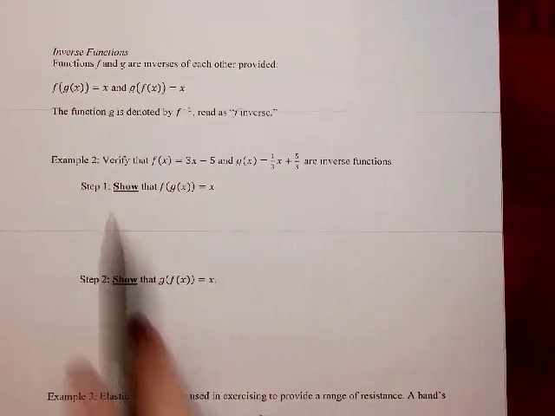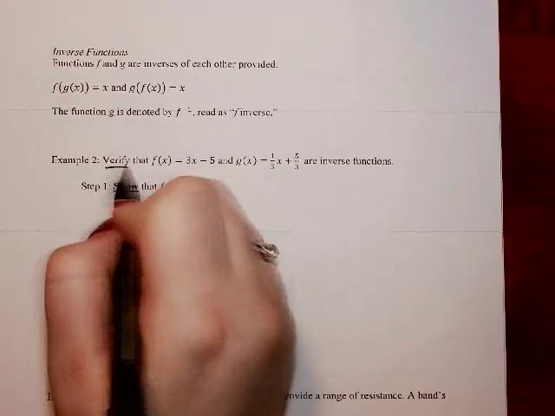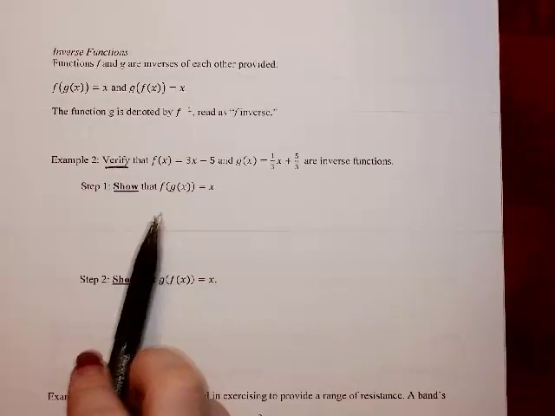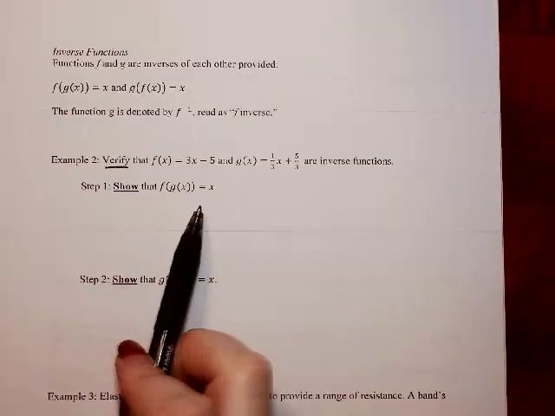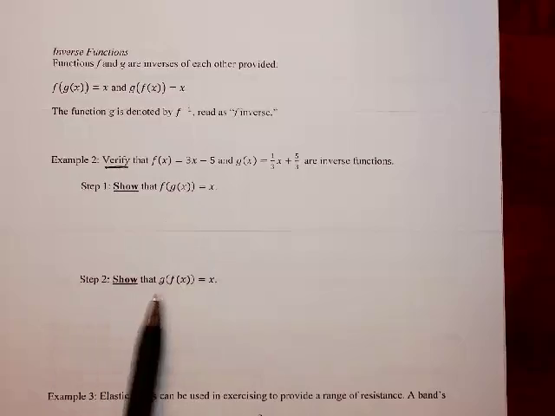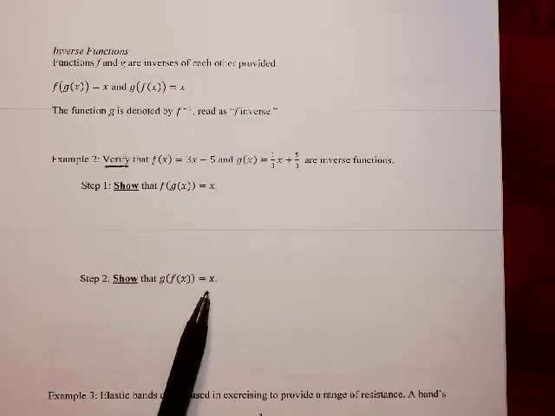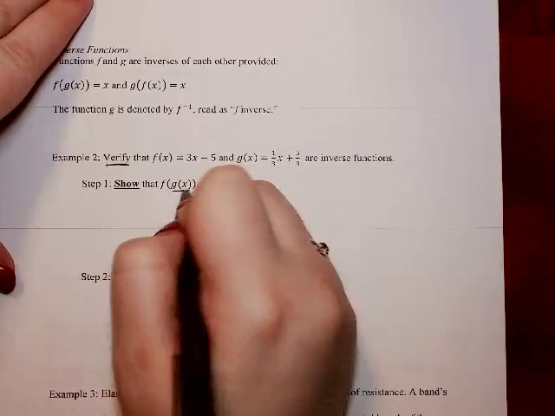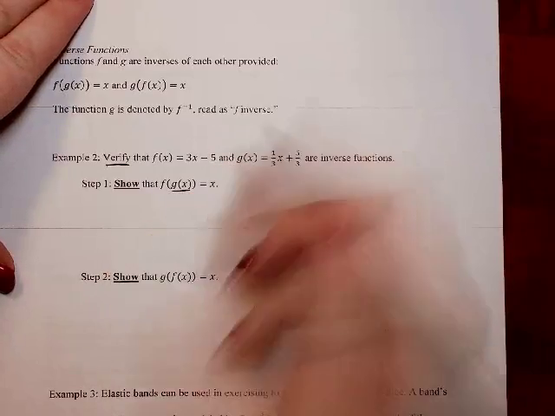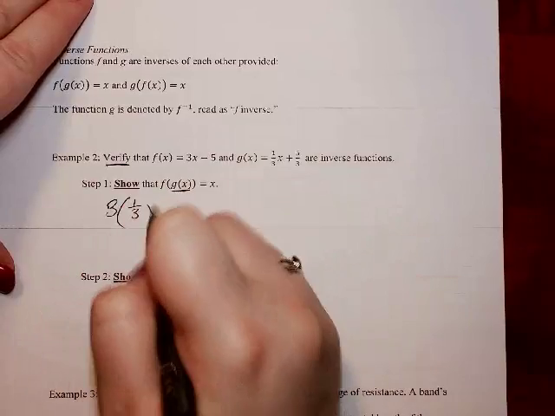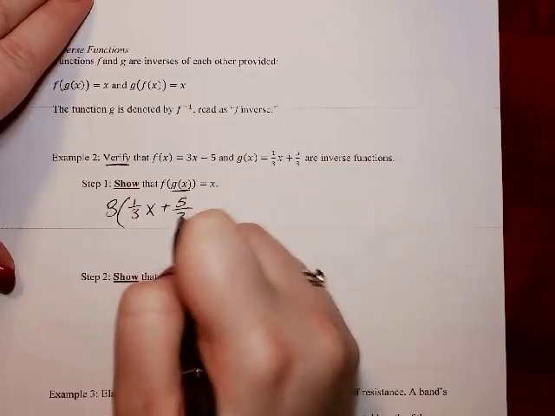So to verify, anytime it says verify, we have two steps. Step 1, show that f of g of x simplifies down to x. And step 2 is show that g of f of x simplifies down to x. So I'm going to plug g in for the x in f. So 3 times (1/3 x plus 5/3) minus 5.